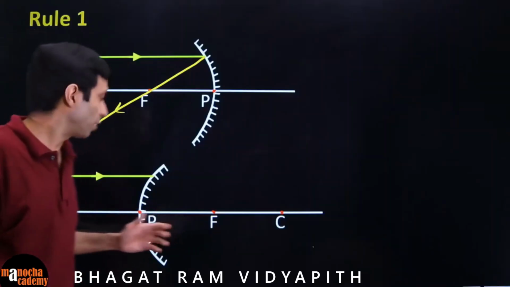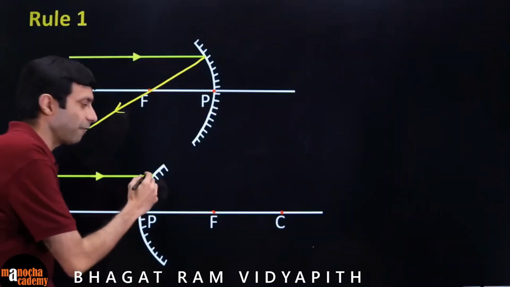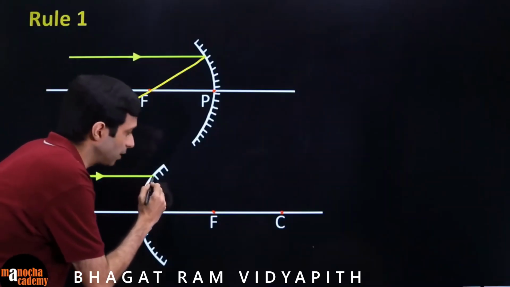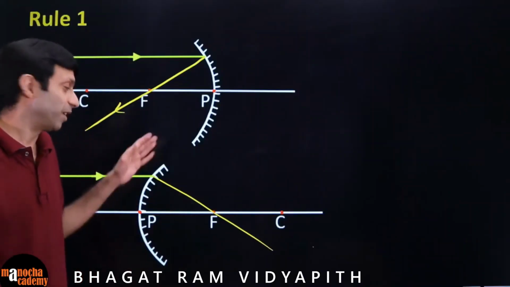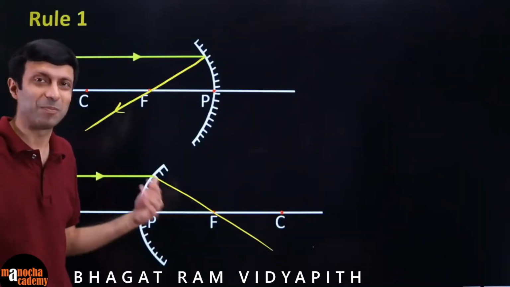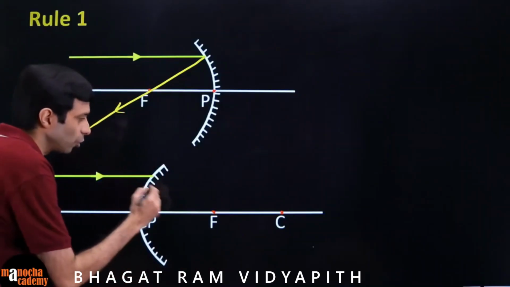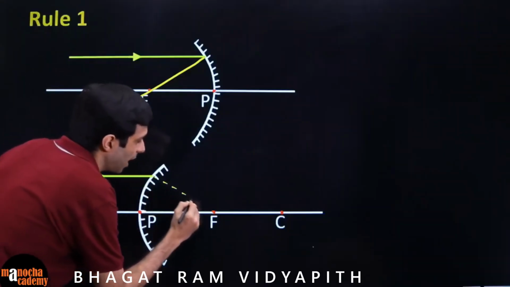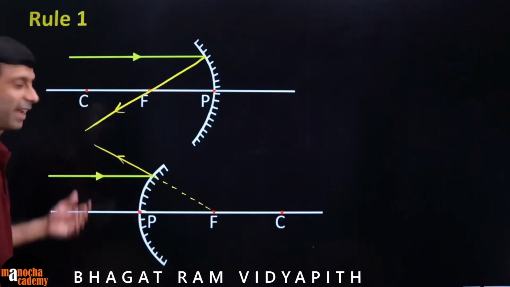Now in a convex mirror, what will happen? The ray of light which is parallel to the principal axis, after reflection, will it go like this, passing through the focus? Is this correct? No, because the mirror is not transparent. Light cannot go through it. Mirror is opaque. It is a reflecting surface. So the light is going to reflect off as if it was coming from the focus, like this.